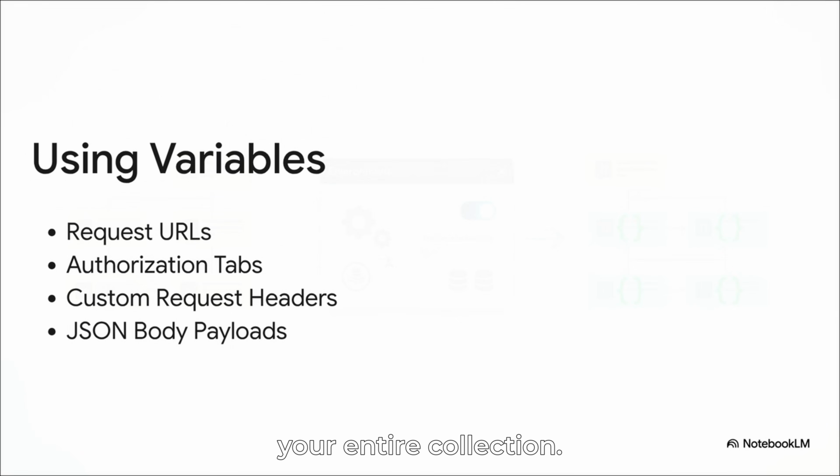It literally permeates your entire collection. You can use it in your request URLs, as we talked about earlier. You can drop double curly brace access token right into the authorization tab. You can plug variables inside custom HTTP headers, or even right into your JSON body payloads when you're firing off a POST request.